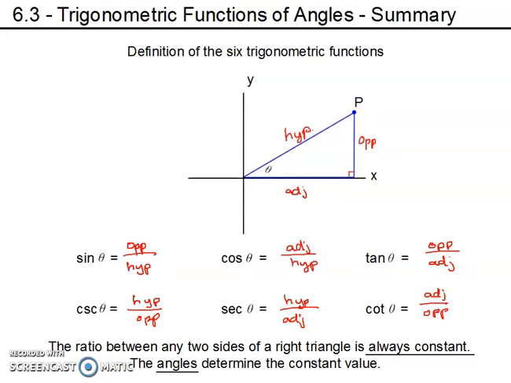So again, all our trig functions are doing is giving us a constant ratio between two sides of our triangles. The opposite and the adjacent sides are always legs, so these sides are always attached to your 90-degree angle, and your hypotenuse is always across from our 90-degree angle.